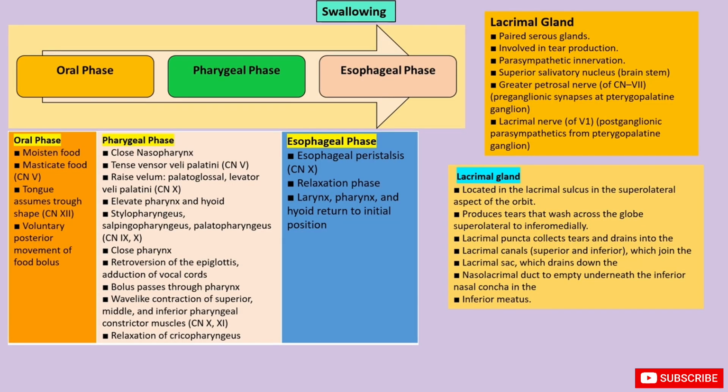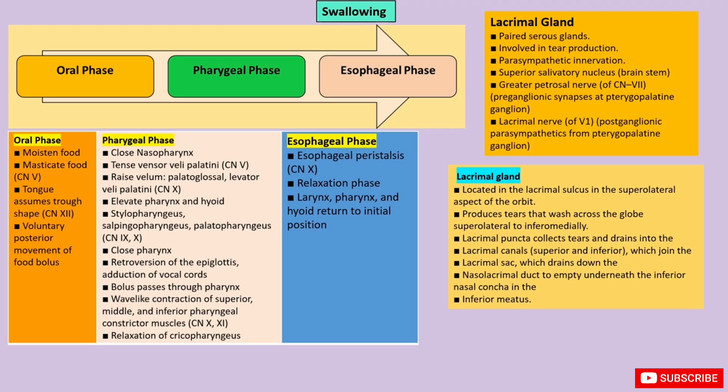Now this is a very important section. We should know the phases of swallowing. We have three phases here: the oral phase, the pharyngeal phase, and the esophageal phase. In the oral phase, the nerve involved is CN5 for mastication, and for the tongue CN12. In the pharyngeal phase, the tensor veli palatini is by CN5, and palatoglossus and levator veli palatini by CN10. The first step in the pharyngeal phase is to close the nasopharynx, then elevate the pharynx and the hyoid bone.